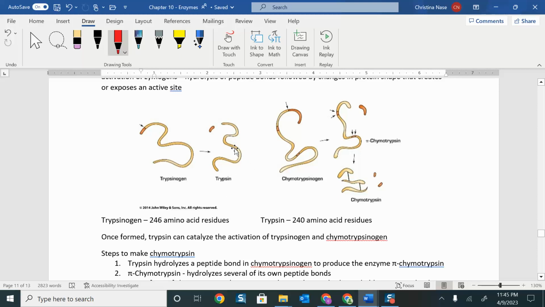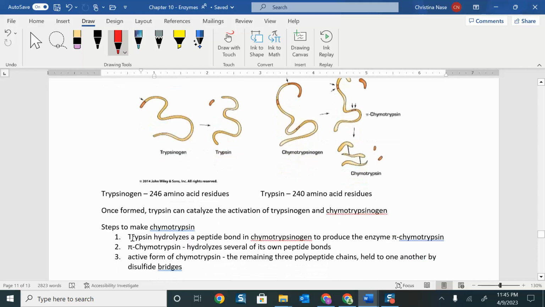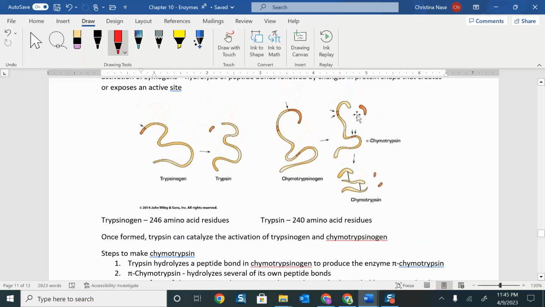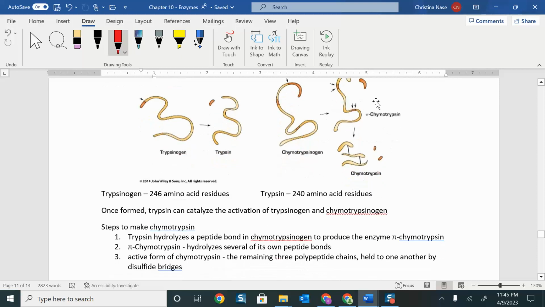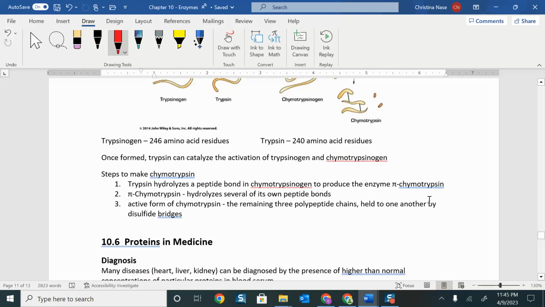And then the trypsin actually can start activating the chymotrypsin. So here's how we make chymotrypsin. The trypsin is going to hydrolyze some peptide bonds. First, it makes this form, pi chymotrypsin, so it's not in the final form yet. And this guy actually hydrolyzes its own bonds and splits itself up into three pieces and then connects them with disulfide bridges. Like what? That's so crazy.